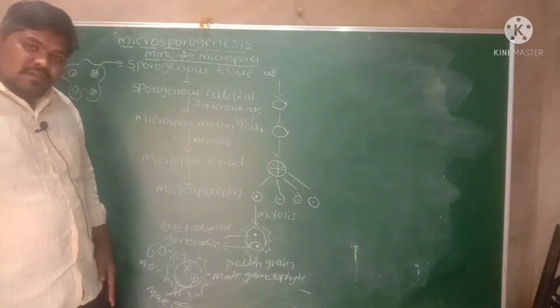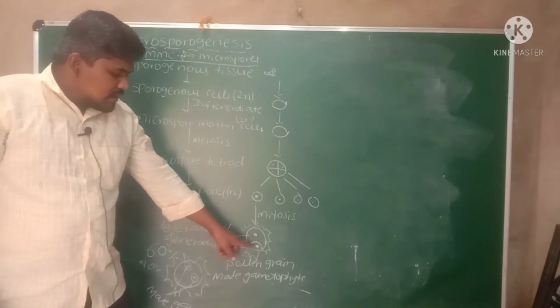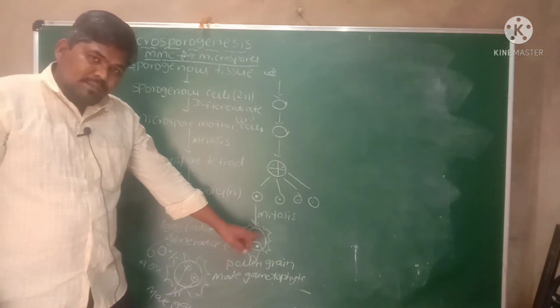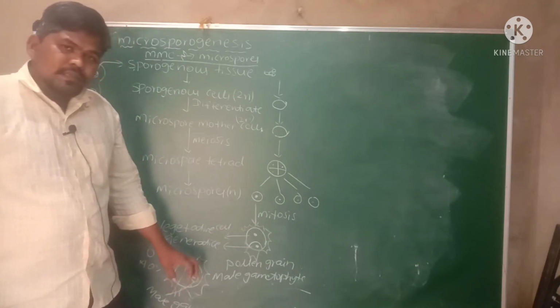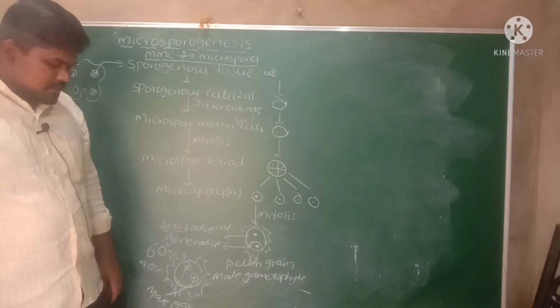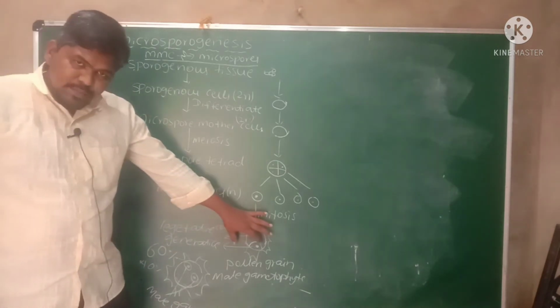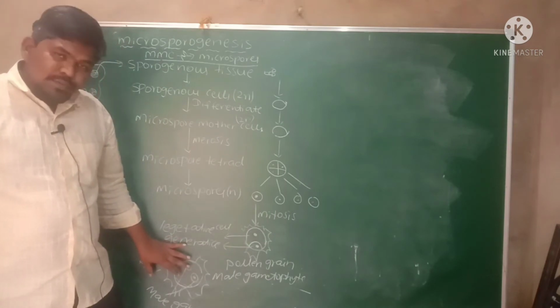How are 3 cells formed? Because of the division of the generative cell. The generative cell divides and forms 2 male gametes. Hence, the pollen grain contains 3 cells. That is about the 2 cell stage pollen grain and the 3 cell stage pollen grain.